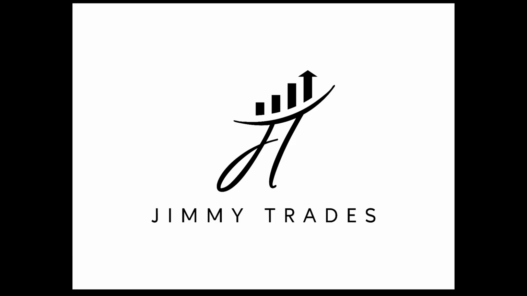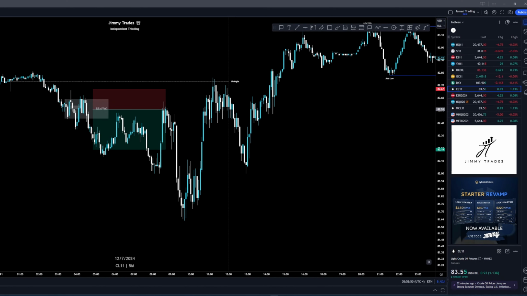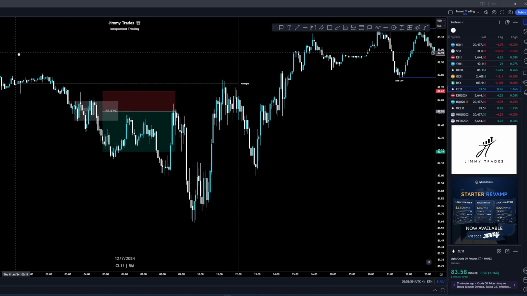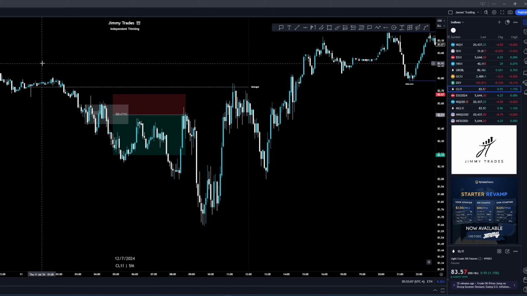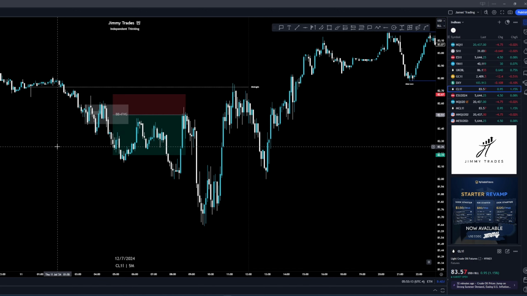Let's get into the charts and have a look at a few things. So, I wanted to start with a couple of trades I took yesterday, just to break them down for you guys, a bit of clarity on them, some learning hopefully. All right, let's start with a London trade I took on oil during yesterday's London session.